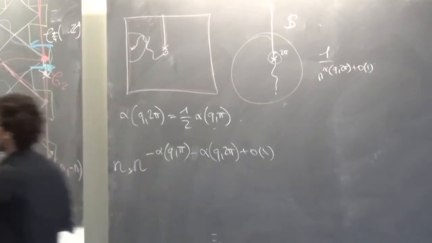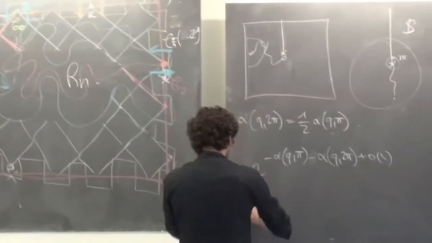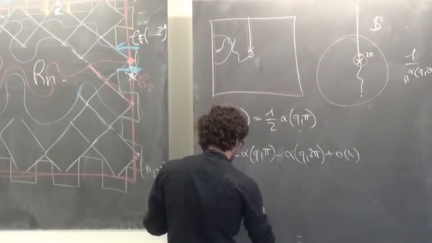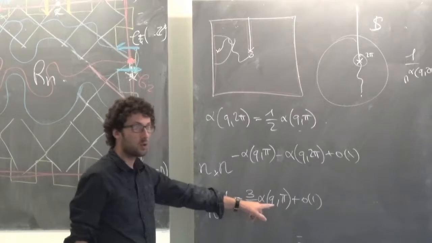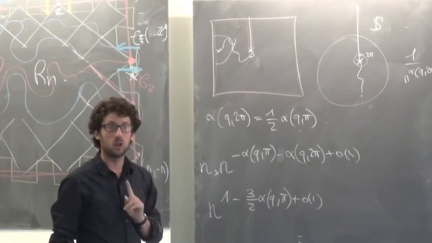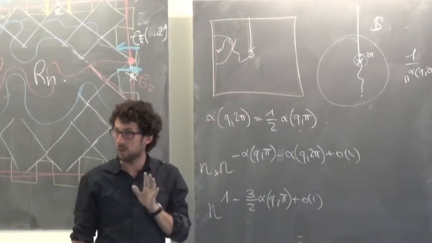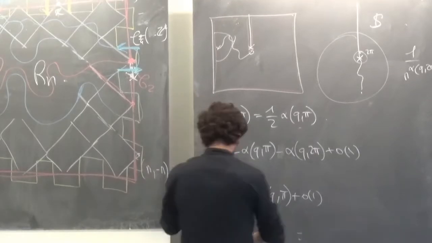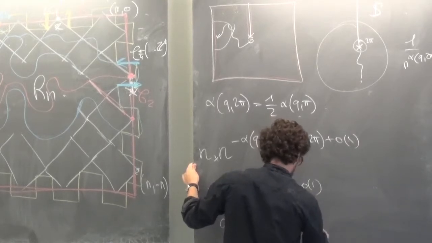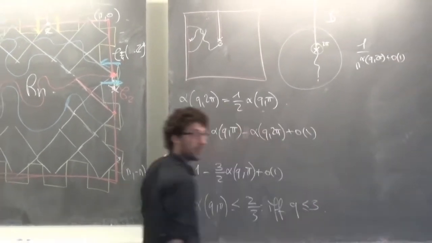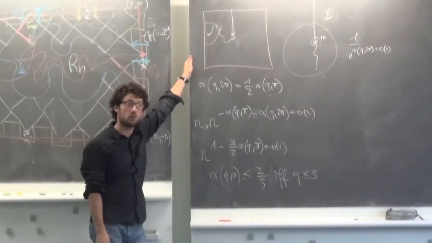So when you look at this sum in this different domain, you expect that it behaves like n to the 1 minus 3/2 of alpha q pi plus little o of 1. So now you only need alpha q pi to be smaller than 2/3 in order to have that this sum on the boundary is going to remain bounded away from 0. And this tells you that alpha q pi is smaller than 2/3 if and only if q is smaller or equal to 3. So maybe up to 3, if I work in this geometry, I'm going to manage to do the thing.